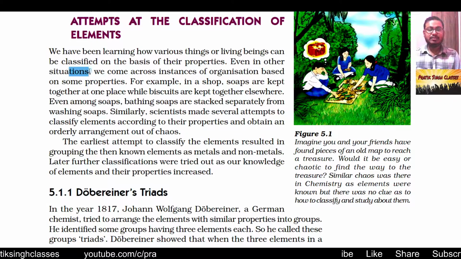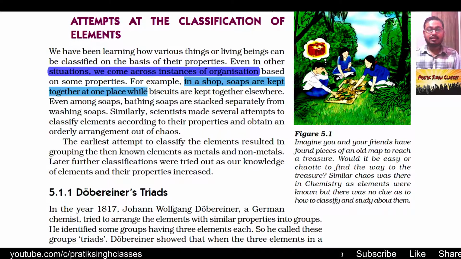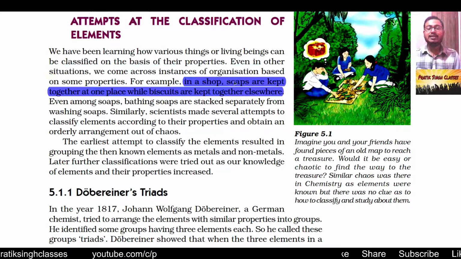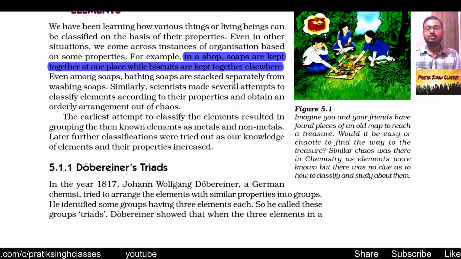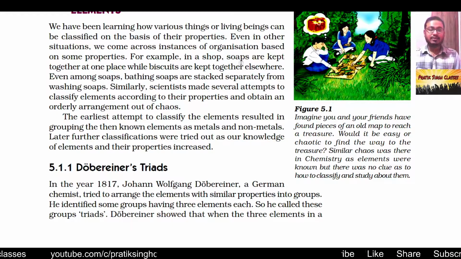Even in other situations we come across instances of organization based on some properties. For example, soaps are kept together at one place while biscuits are kept together elsewhere. The shopkeeper organizes his goods so that it becomes very easy for him or her to find out where things are being kept. When you go to a shop, the shopkeeper knows very well at which place what things are kept, so that the time spent searching is less and the service is fast.